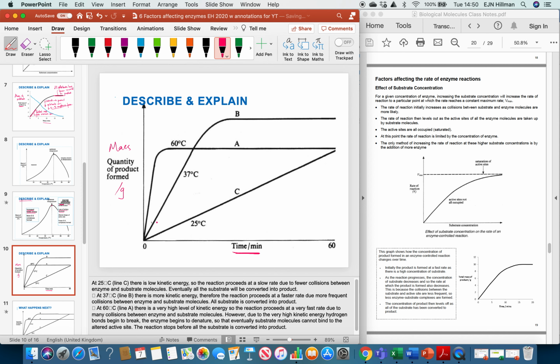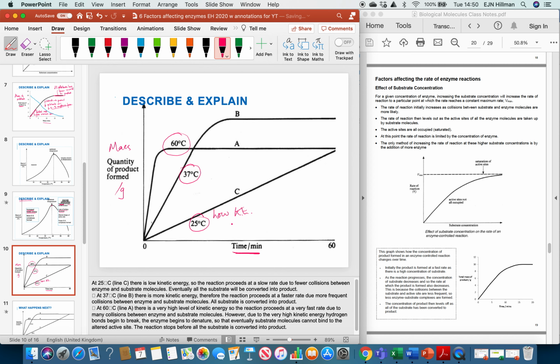And then it shows three different reactions. So the first reaction is taking place at 25 degrees Celsius. Actually, no it isn't. First reaction is taking place at 60 degrees Celsius. The second reaction at 37 degrees Celsius. And the third reaction at 25 degrees Celsius. But let's consider this 25 degree one initially. Okay, 25 degrees, there is low kinetic energy.